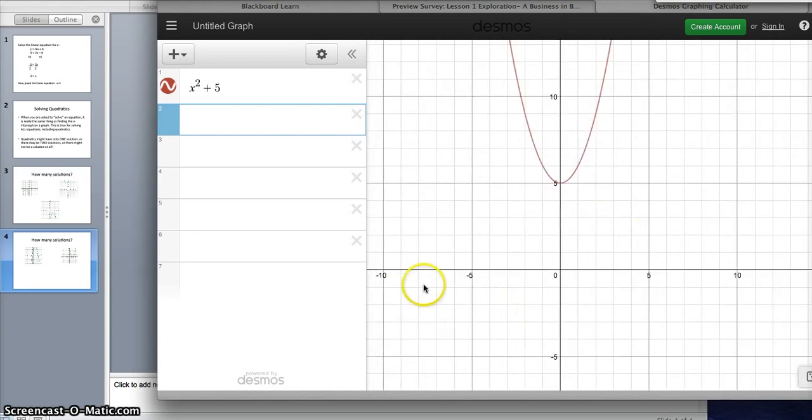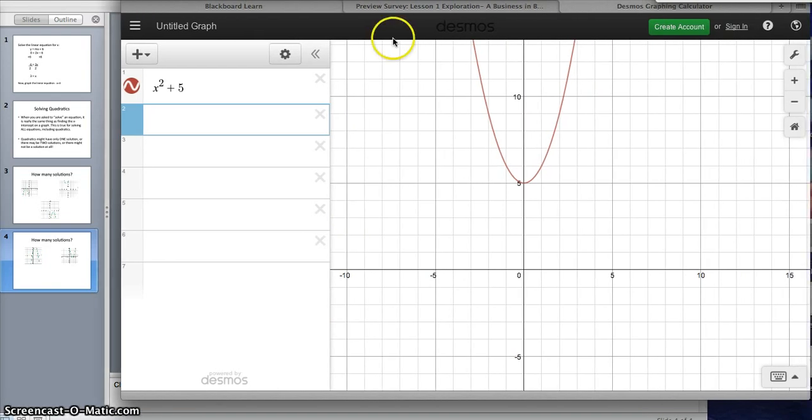So whether graphing by hand or using technology, graphs can provide us with a lot of information. All right, hopefully this was helpful, and you can go back and replay this as many times as necessary as you complete your assignment.